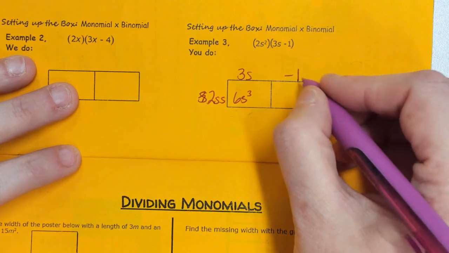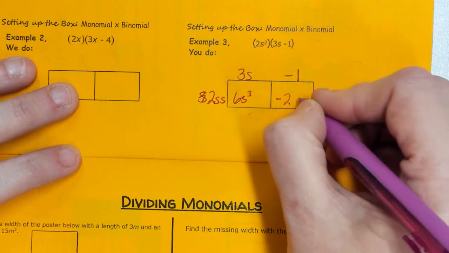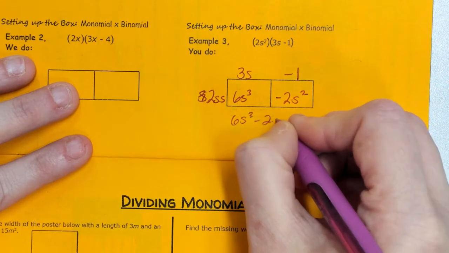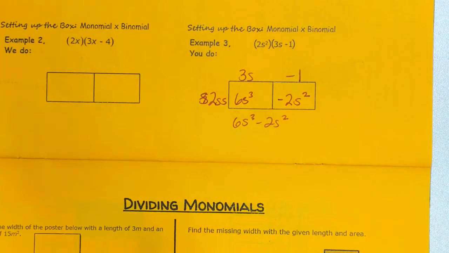And then we did the same thing here. We multiplied our coefficients together. Negative 1 times 2 is negative 2. And then we had 2 s's. So it ended up being 6s to the third minus 2s squared. We're going to use that same principle, the expand, reorganize, expand, regroup, compress. We're going to use that same strategy when we divide monomials.